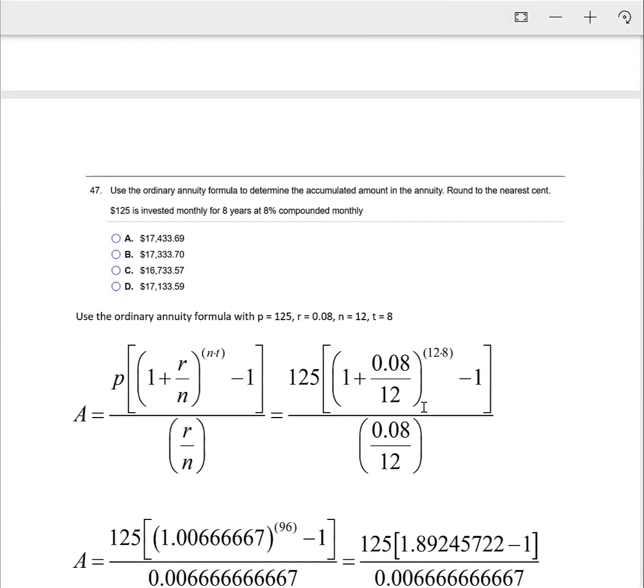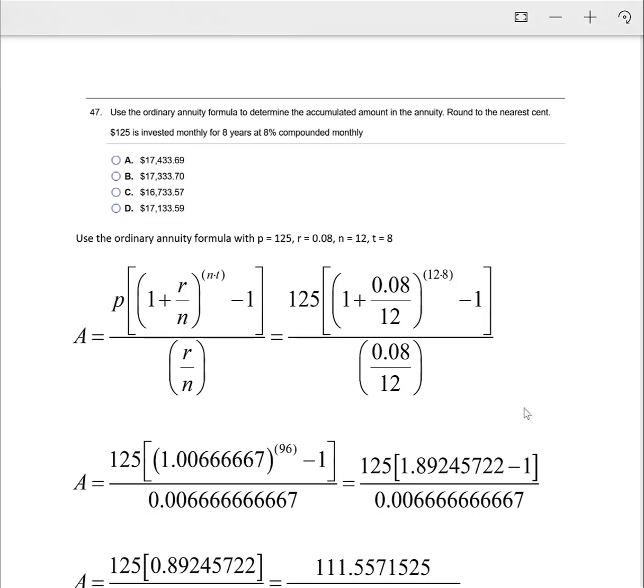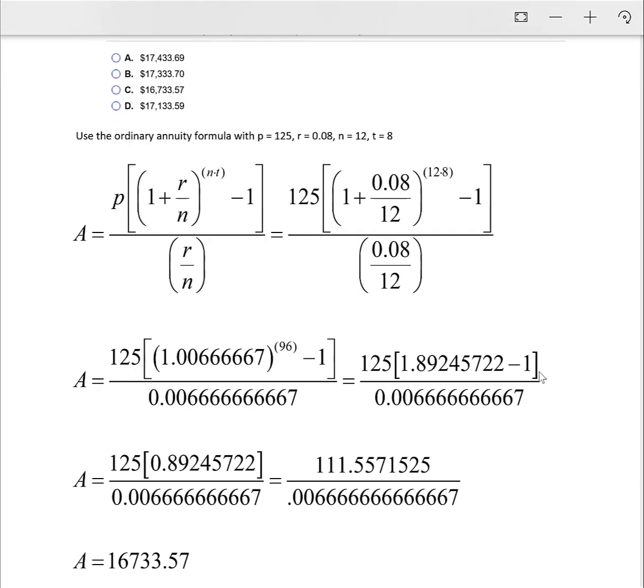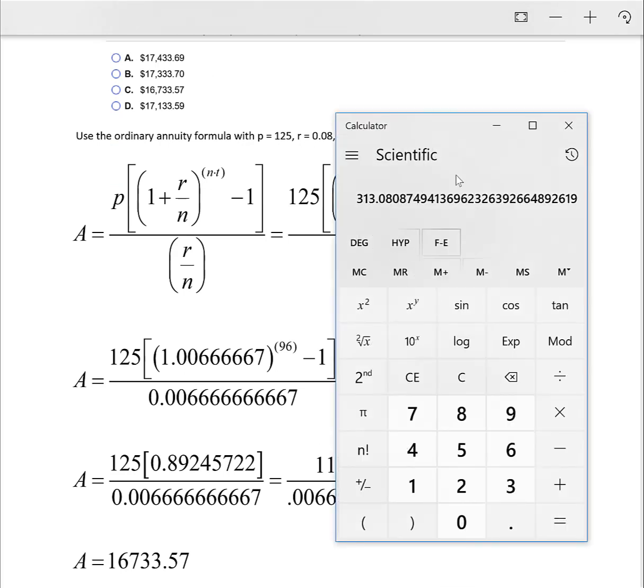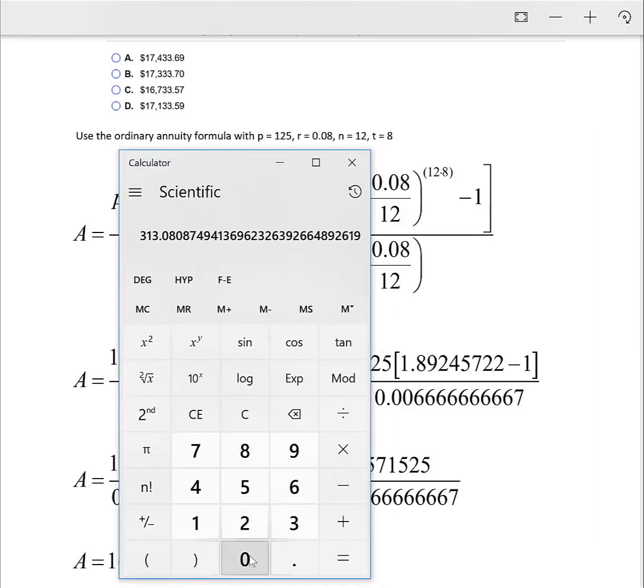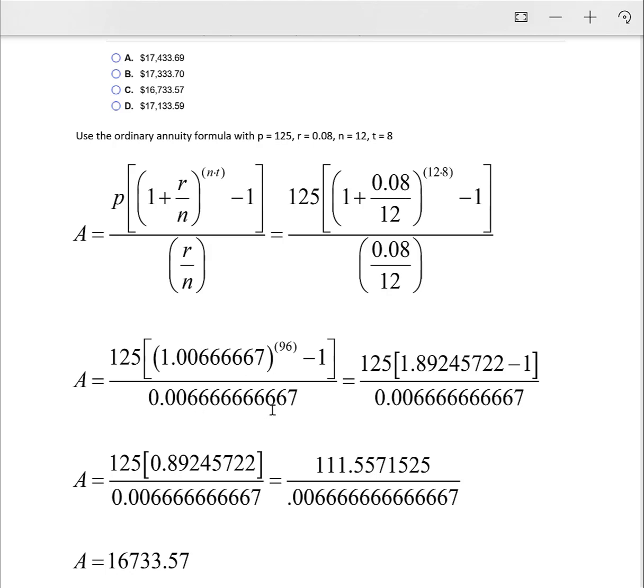So number 47, use the ordinary annuity formula to determine the accumulated amount in the annuity. So we've got a payment of $125 monthly for 8 years at 8% compounded monthly. All right, so here's our formula. And what I would do here is probably simplify the denominator first. That's pretty easy. Let me go ahead and pull the calculator up. So we've got in the denominator 0.08 divided by 12. And so I've got 0.0066667, which is what I showed down here.